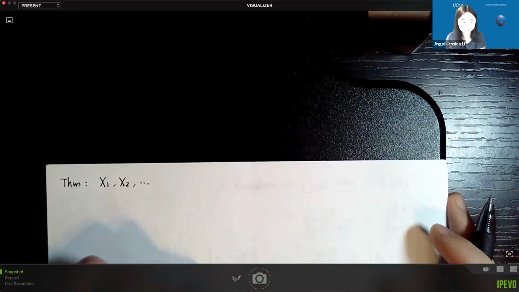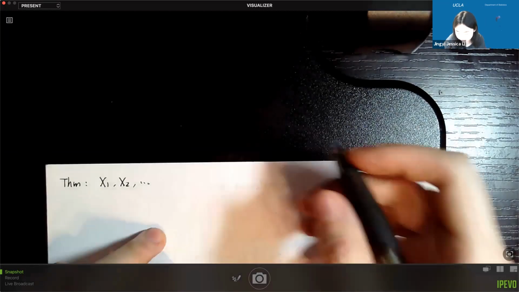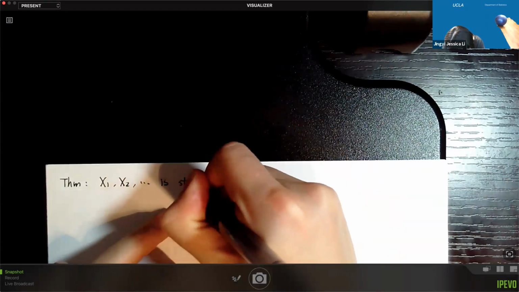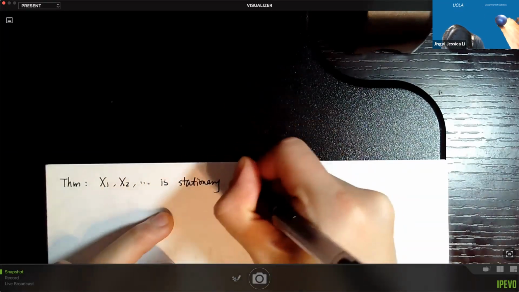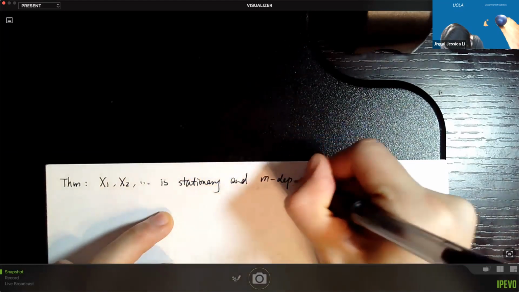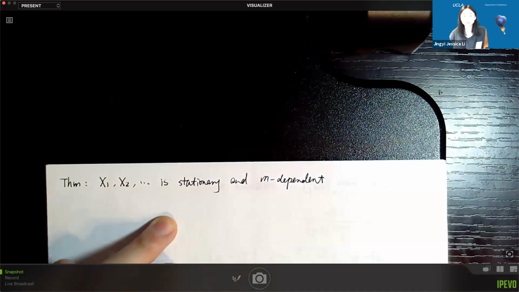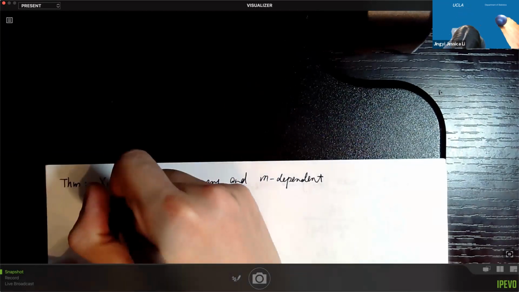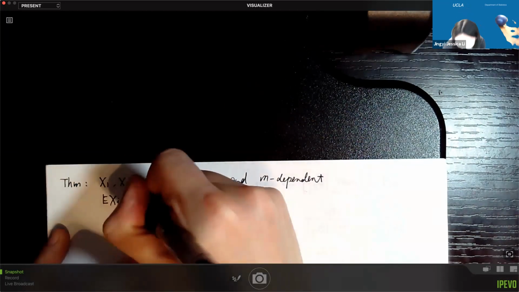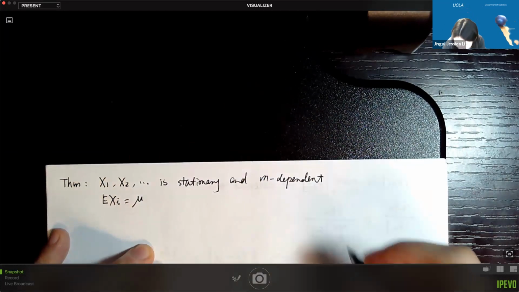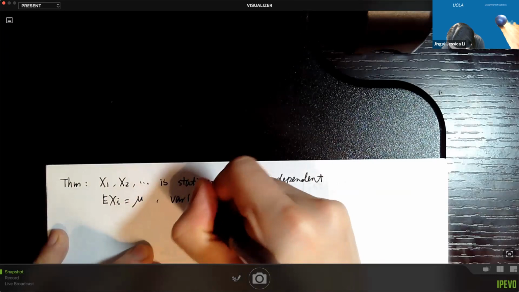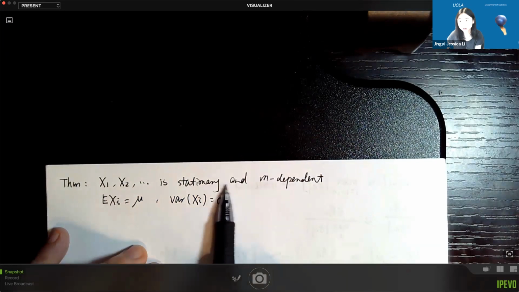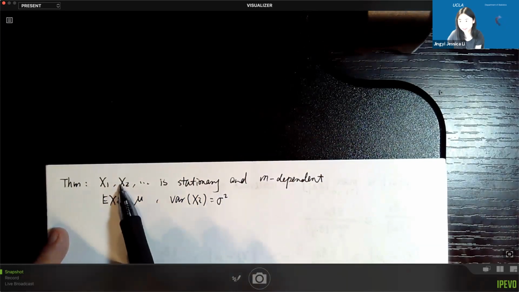Okay, so basically in this theorem, we say that this random variable sequence is stationary and m-dependent. So these two are the essential conditions for this theorem to hold. And we have each random variable's mean denoted by mu and variance equal to sigma squared. So essentially, the stationarity ensures that these random variables are identically distributed.